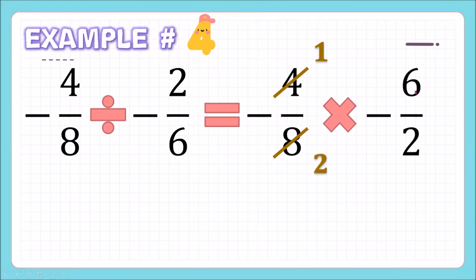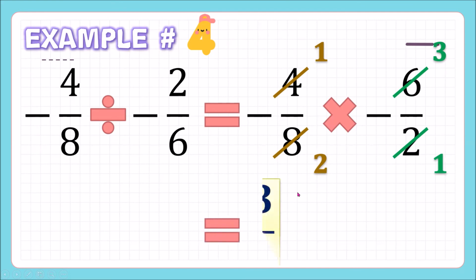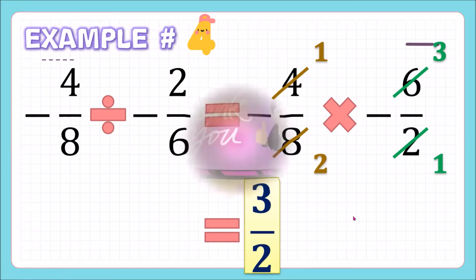Then 6 and 2. We need to divide it by 2. So it will become 3. And then this one will become 1. So negative times negative. Take note that is positive. So 1 times 3, 3, 2 times 1, 2. So we have here 3 over 2. Positive 3 over 2, no lowest term.